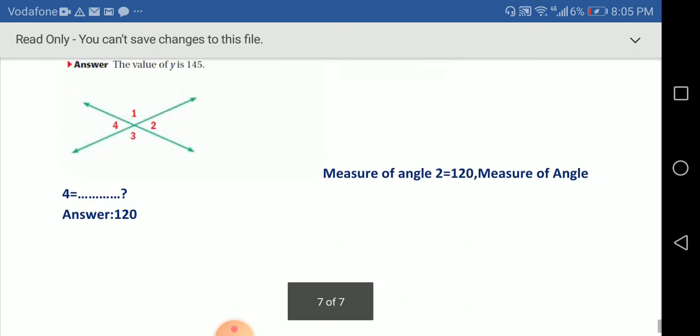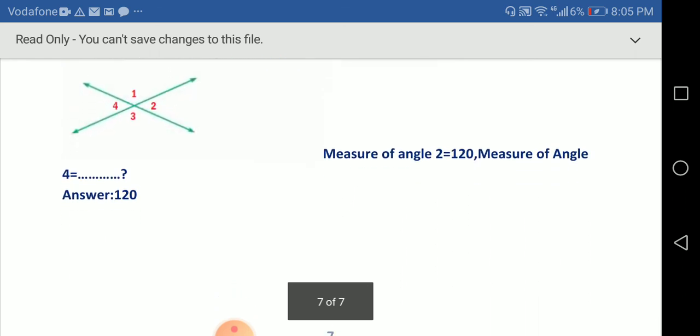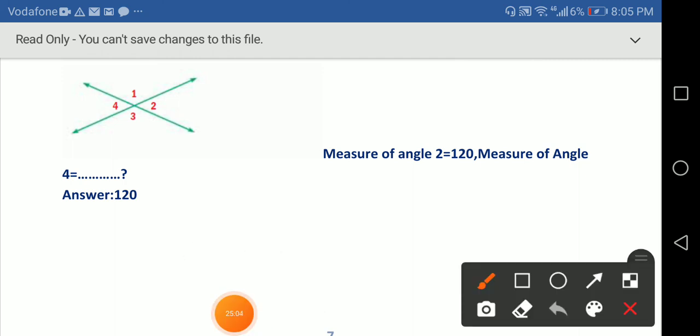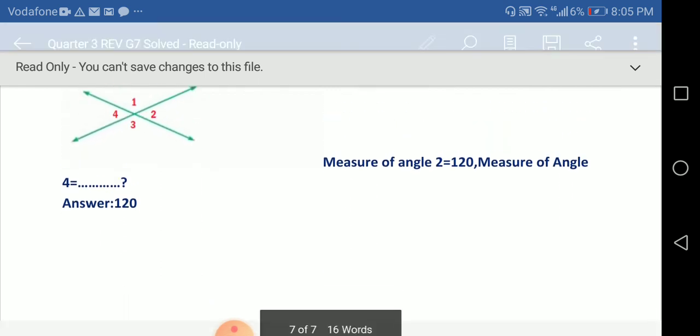If you know that the measure of angle 2 is 120, this is 120. What's the measure of angle 4? What do you think, guys? I have vertical opposite angles. Each two opposite angles are congruent, so they are equal in measure. So I have angle 4 equals 120 degrees.